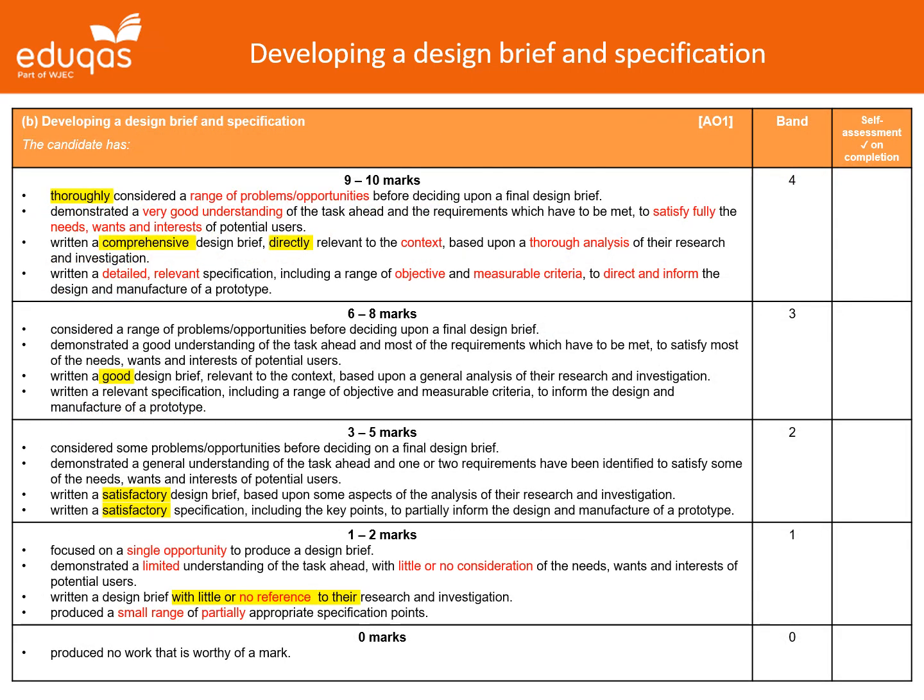This is the mark scheme for the second band of assessment criteria, developing a design brief and specification, also marked out of 10. The same format is used as seen in slide 9. Familiarise yourself with the mark scheme. The mark awarded will be dependent on the level of detail you provide. The same descriptive vocabulary is used throughout the mark scheme. Note the words highlighted in red for the top and the lower mark ranges.